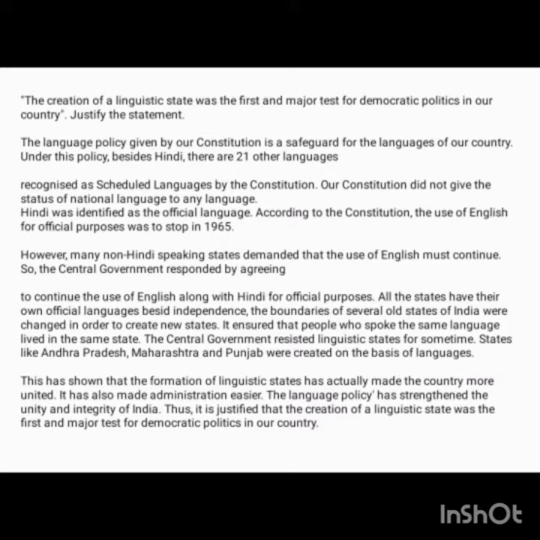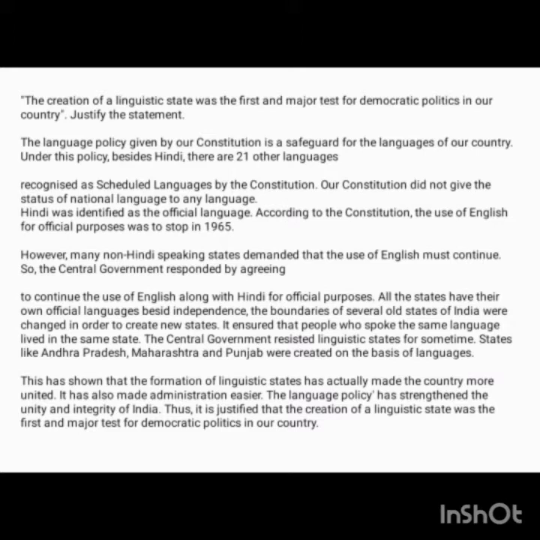The first question that I have given here is: the creation of linguistic states was the first and major test for democratic politics in our country. Justify the statement. One of the most important questions. This question is often asked in the board examination, so try to understand the question clearly.